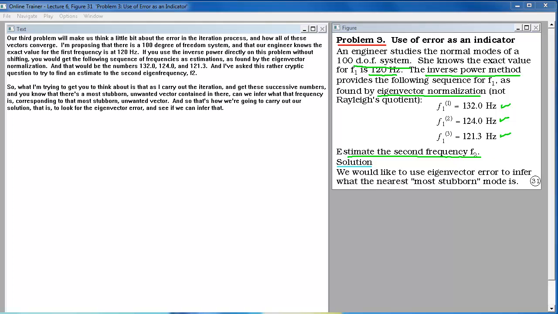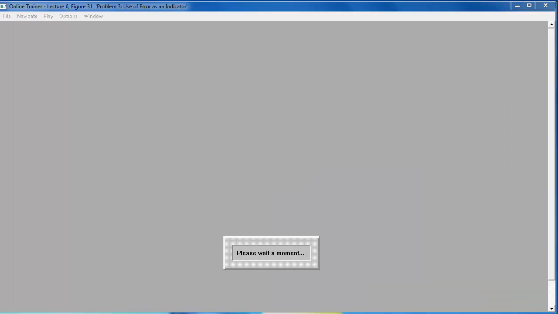So what I'm trying to get you to think about is that as I carry out the iteration and get these successive numbers, and you know that there's a most stubborn unwanted vector contained in there, can we infer what that frequency is corresponding to that most stubborn unwanted vector? And so that's how we're going to carry out our solution, is to look at the eigenvector error and see if we can infer that.